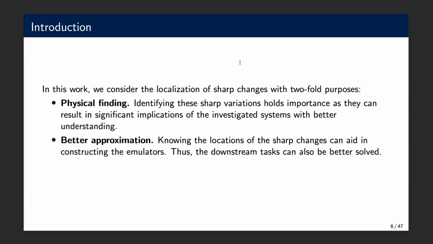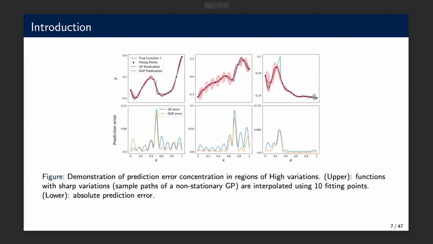And the second purpose is that such sharp changes will lead to very uncontrollable error of our approximator. This is a very easy figure to show how such sharp variations degrade the performance of our approximator.